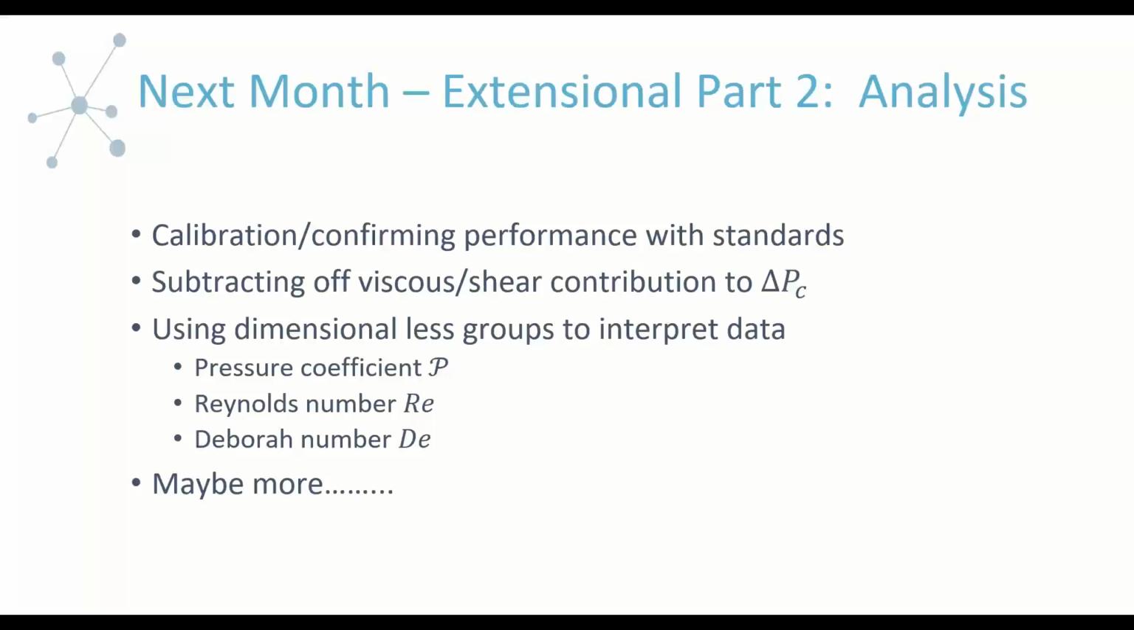Some of the things we'll talk about: because this is a very different type of flow field, as we've mentioned, and stress generation, we'll talk more about how we calibrate these or confirm performance of the flow channel using viscosity standards. And then also, as I mentioned, it's a mixed flow, and in certain situations you can actually correct for this mixed flow environment and subtract off the steady shear contribution. So we'll do some examples of when that's possible and what that process looks like.